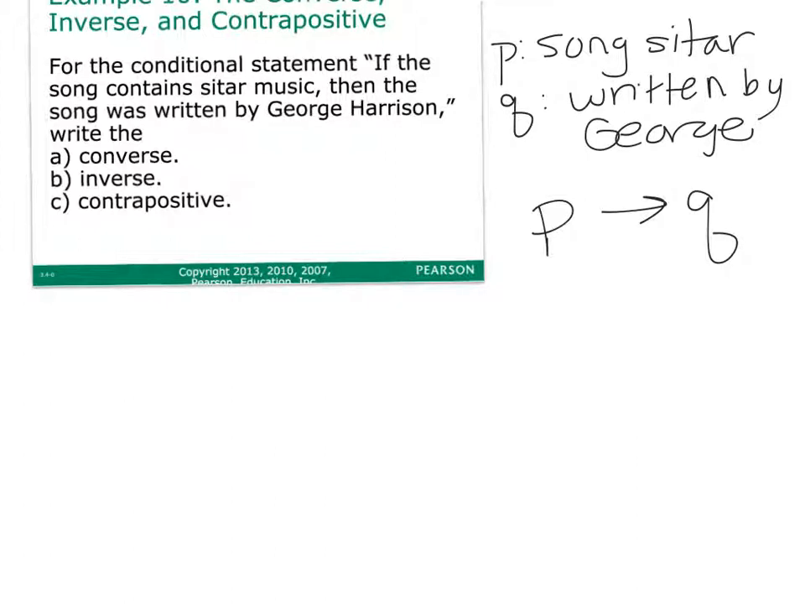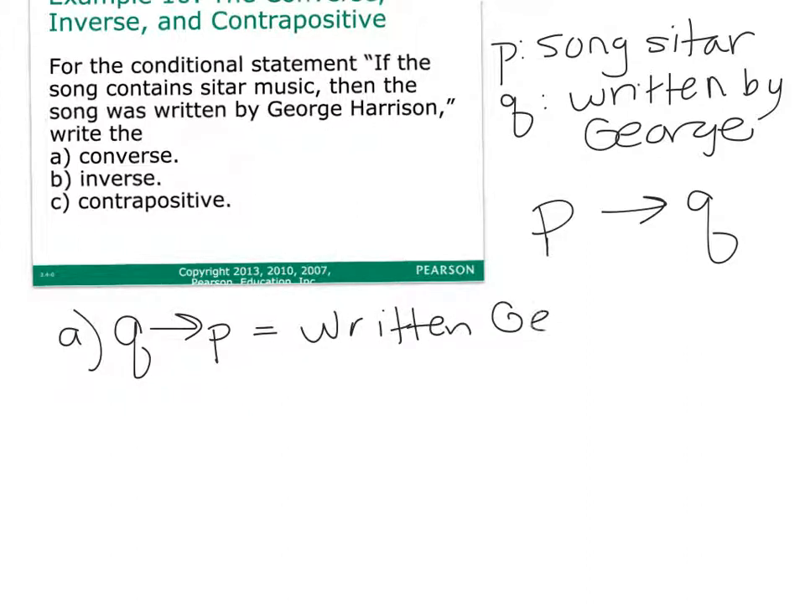Okay, so first thing we want to do is write the converse. The converse is just simply going to switch the order. So instead of if P, then Q, it'll be if Q, then P. If you were going to say that in words, you would say that if the song was written by George, then it contains sitar.